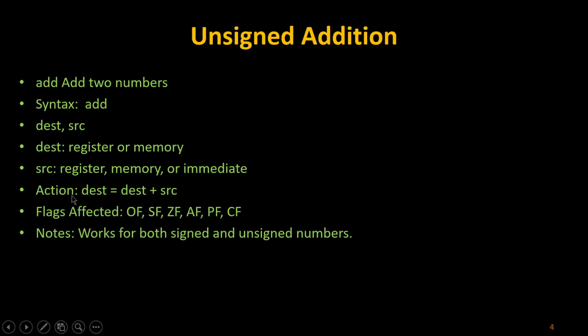In terms of action, the destination is equal to destination plus source. If it is ADD AL, BL, it means AL is equal to AL plus BL. These are the flags which get affected. Unless there is a carry, we are not going to look at these flags.